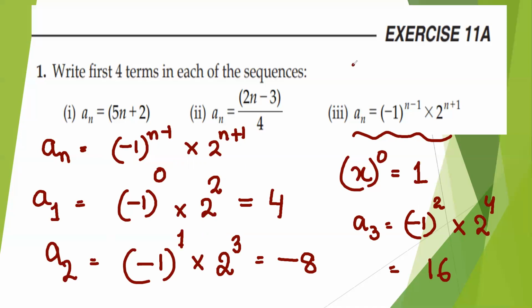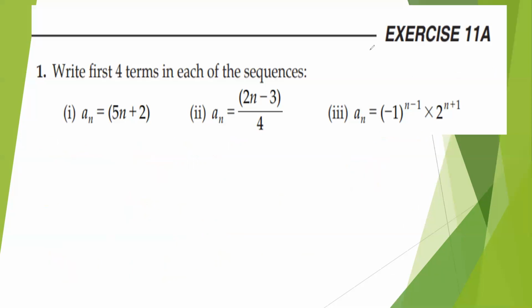So now you understand the sequence: 4, minus 8, 16 and minus 32. Alternating positive and negative numbers. Let's try the next question.